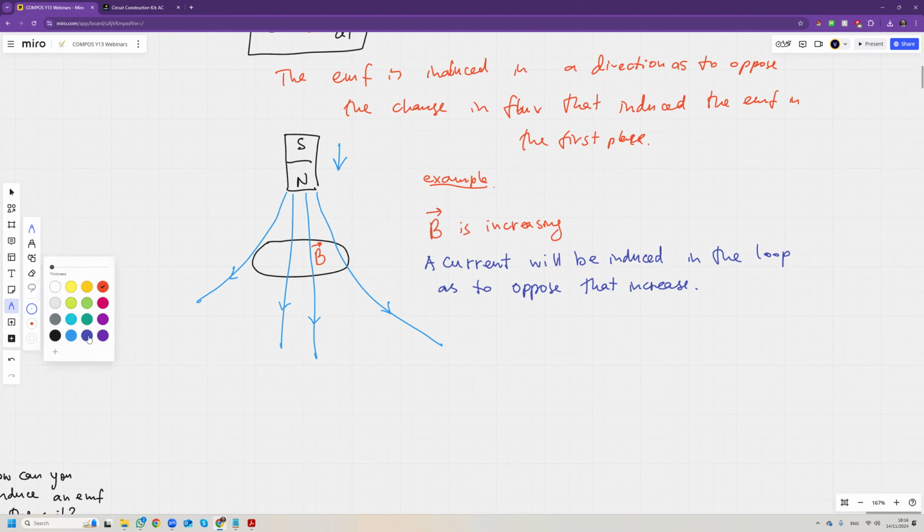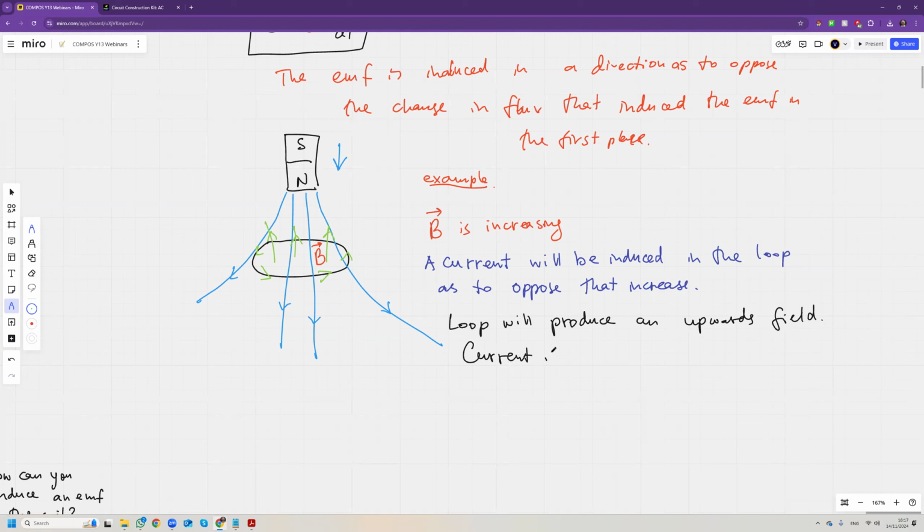What does that mean? That means that the magnetic field of the loop will be upwards. What kind of current would produce an upwards field? A clockwise or an anti-clockwise? Using the right-hand rule, the current would be induced in an anti-clockwise direction. So the loop will produce an upwards field. The current is anti-clockwise. Does that make sense? Do you understand? On a scale of 0 to 10, please.